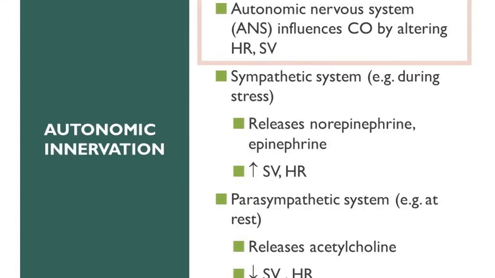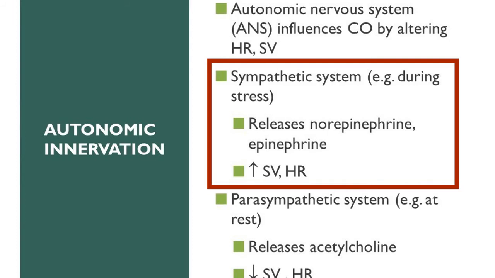The autonomic nervous system influences the cardiac output either by altering the heart rate or stroke volume or both. There are two parts of the autonomic nervous system: the sympathetic system and the parasympathetic system. So the sympathetic system, which is active during stress, also known as the stress response, releases epinephrine and norepinephrine.